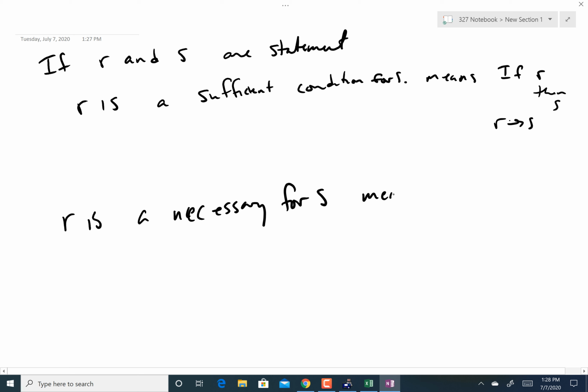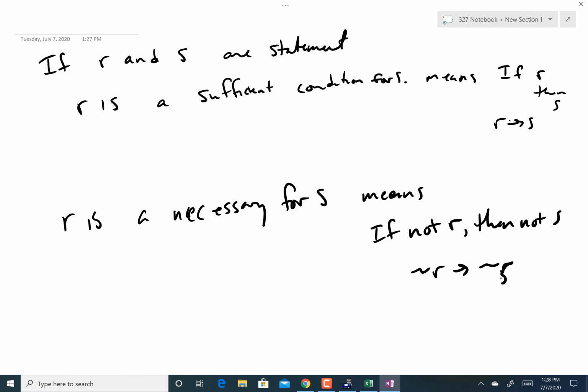Means if not R, then not S, which of course means not R, not S. Oops. Okay. So this person was born on U.S. soil is a sufficient condition for her to be a U.S. citizen. All right, cool.